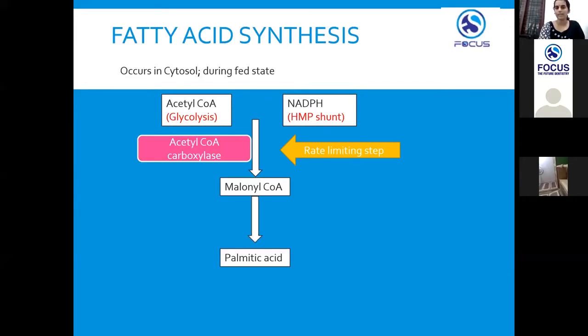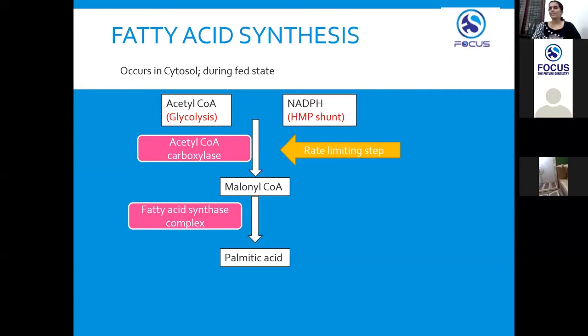Ultimately, this malonyl-CoA, through a sequence of reactions, gets converted into the most commonly formed fatty acid in our body, palmitic acid, by the enzyme fatty acid synthase complex. It's a multi-enzyme complex, so multiple enzymes and multiple reactions occur to convert malonyl-CoA to the final product, palmitic acid. That is fatty acid synthesis. Just take a screenshot of this, because in the synopsis the schematic representation is not there, so you can take a screenshot of this page.